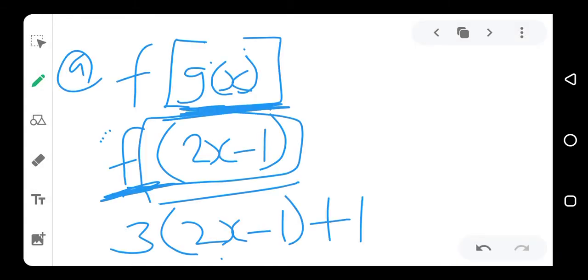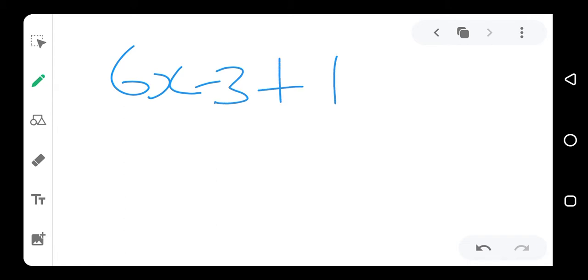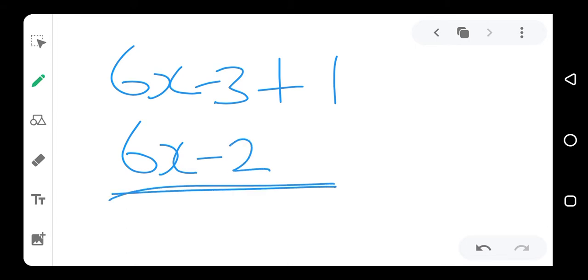Now we simplify it. 3 times 2x gives us 6x, minus 3 times 1, that is 6x minus 3, then plus the 1 that is there. We simplify this and then we get 6x minus 2. This is the final answer.